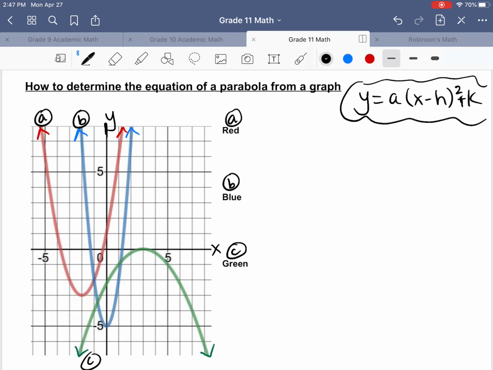So we're going to look at the red one, or parabola A, first. Here's its vertex down here. Now the vertex here is at (-2, -3). So we know our h and our k based off of that vertex. The next thing we need to do is check our step. Are we going over 1, up 1, over 1, up 3, or are we doing something else?